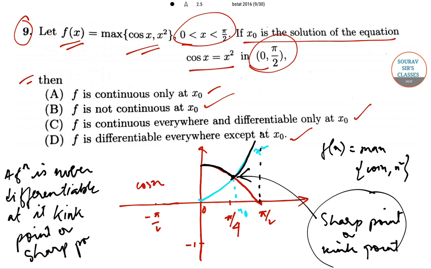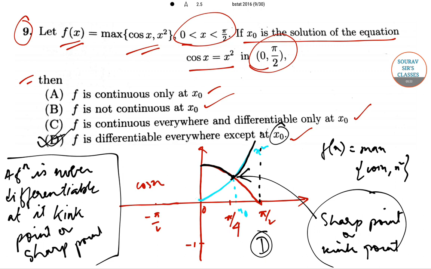As you can see, at x equal to x naught there is a sharp point. So we can say that f is continuous everywhere in the interval 0 to pi by 2, but it is not differentiable at x naught. So the correct option is option D, where it has been mentioned that f is differentiable everywhere except at x naught. So this is the correct option.